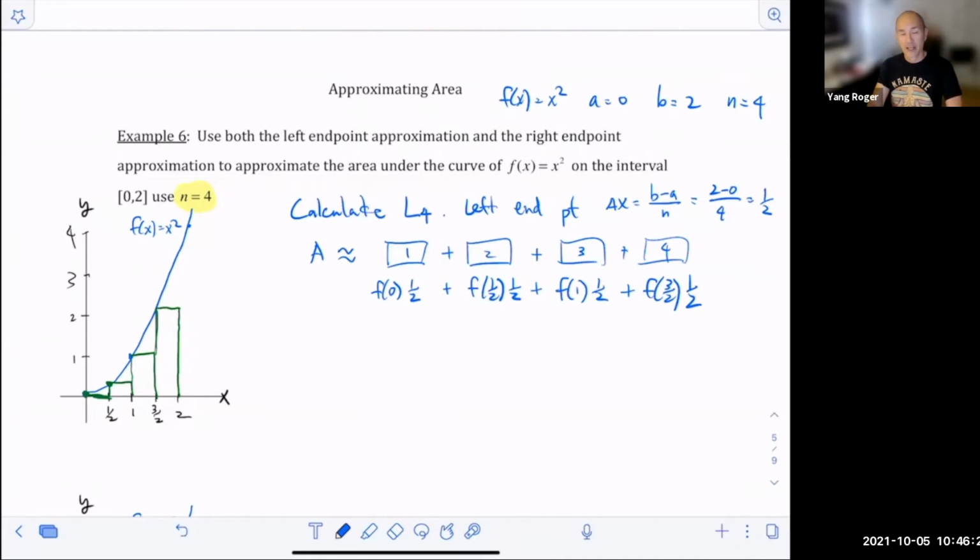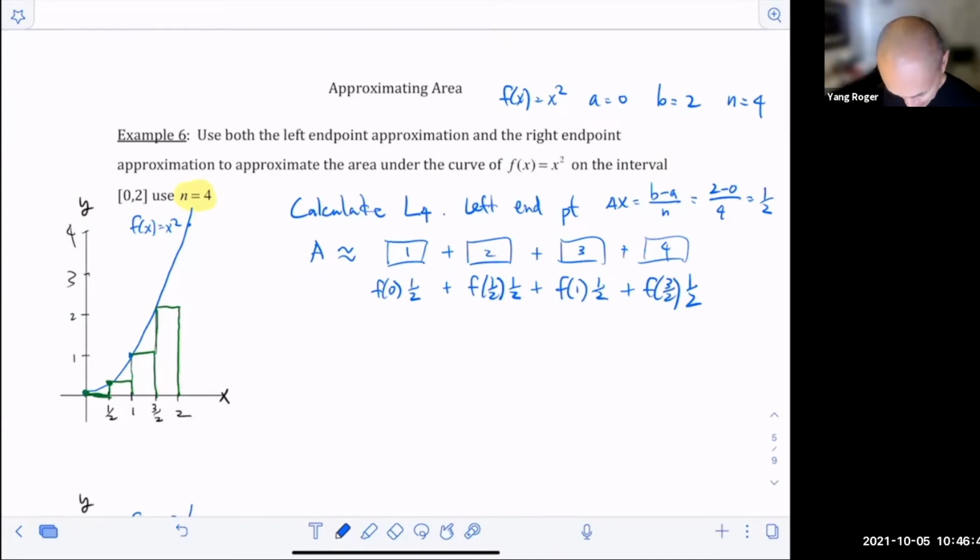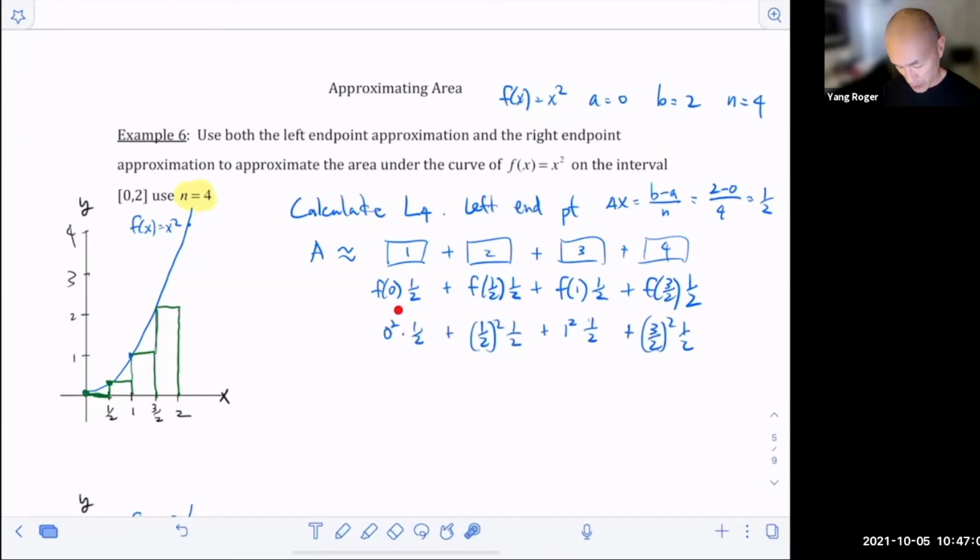Does that make sense for everybody so far? Are there any questions? All right, cool. So let's do this. This is going to be 0 squared times 1/2 plus 1/2 squared times 1/2 plus 1 squared times 1/2 plus 3/2 squared times 1/2, because my function is squaring. So I have to square each of those values that I put in. Okay.